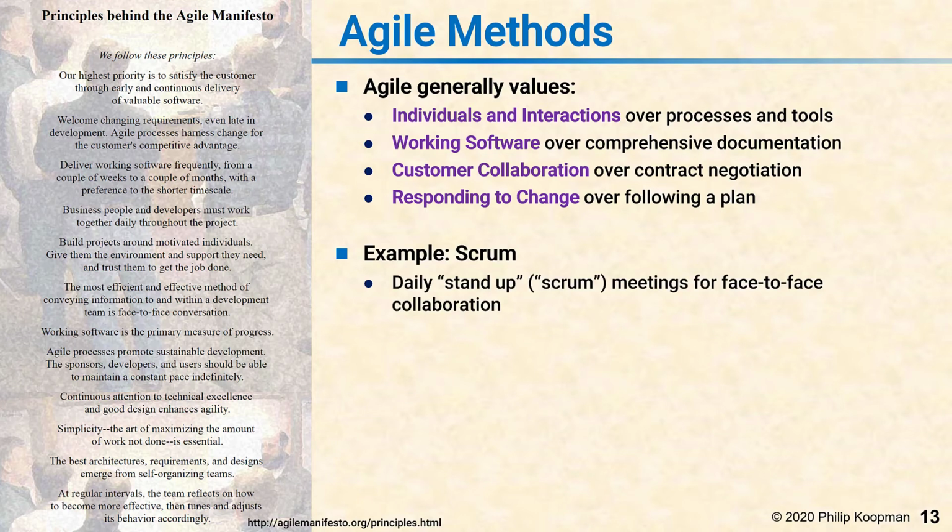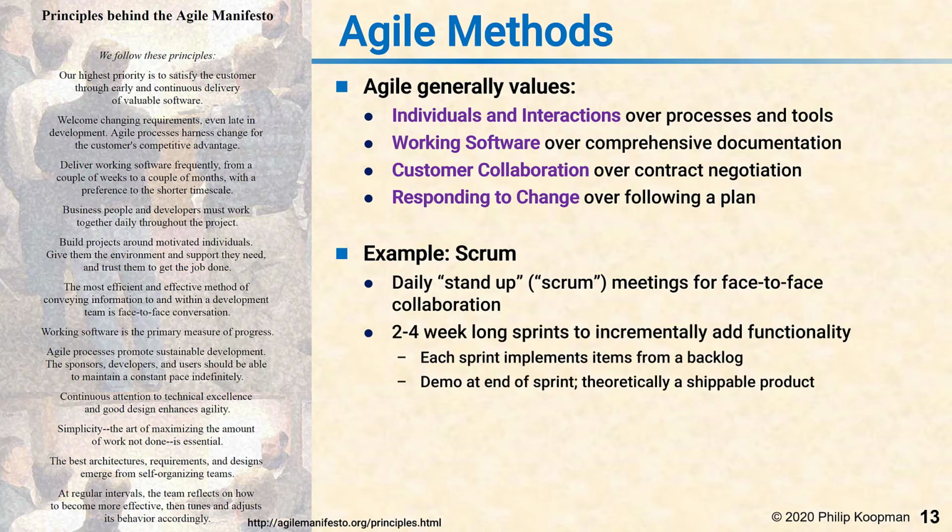An example Agile method approach is Scrum. In the Scrum process, there are daily stand-ups where people actually stand up to keep the meeting short, otherwise known as scrums. And that's a daily way for people to have face-to-face collaboration and communication to make sure things keep moving. Work is organized in generally 2 to 4 week long sprints to incrementally add functionality.